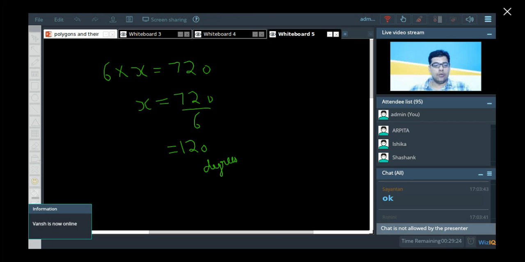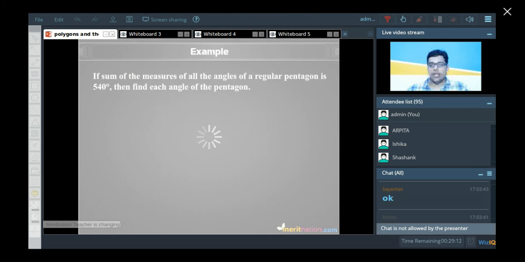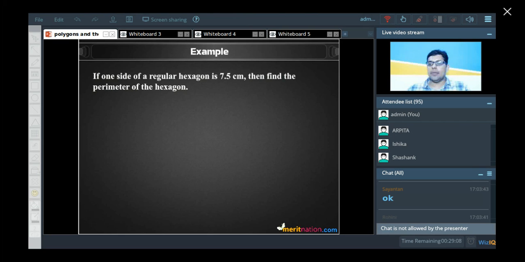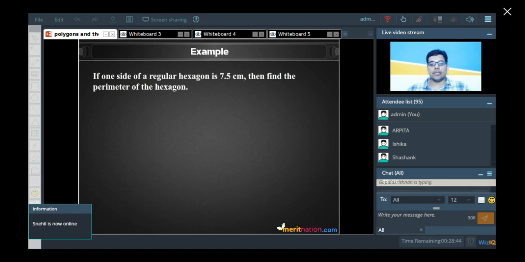Nice. Next, moving on to the next concept now. The example is here. If one side of a regular hexagon is 7.5 centimeters, then find the perimeter of the hexagon. It is again a regular hexagon. It contains 6 equal sides. Then the perimeter, if you calculate the answer, you can write it in the chat box, and then we will check it. How many centimeters will be the perimeter of this hexagon?